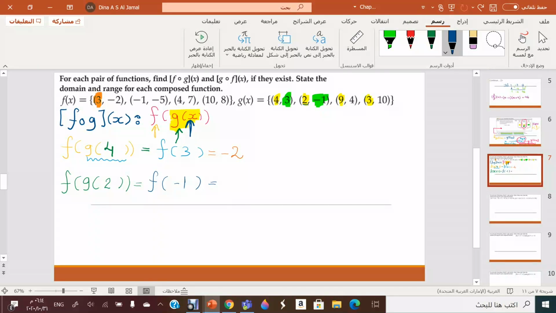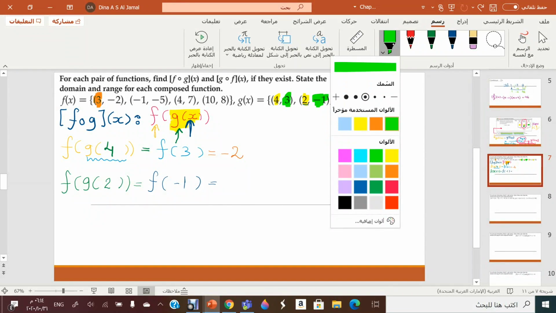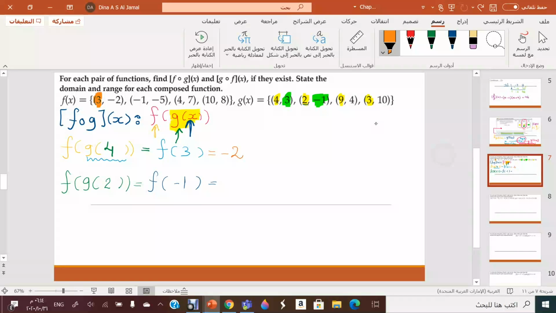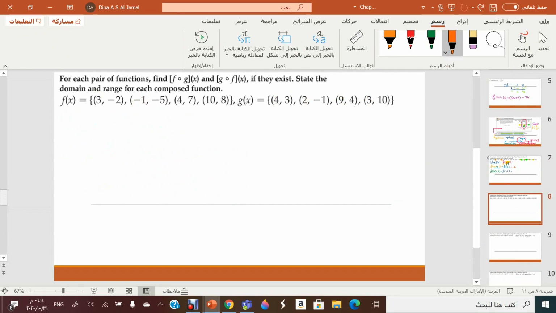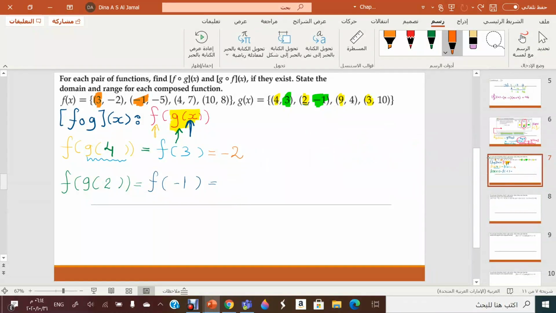let's go to the last arrow, which is the orange one. Ask yourself, what is f of -1? Go to -1. What is the f of -1? It is -5. Just put it as it is. -5. Then let's go to the other one. F of g of, what was the other x?